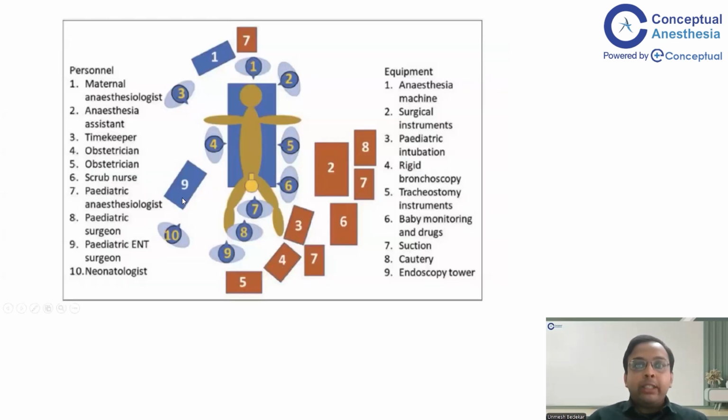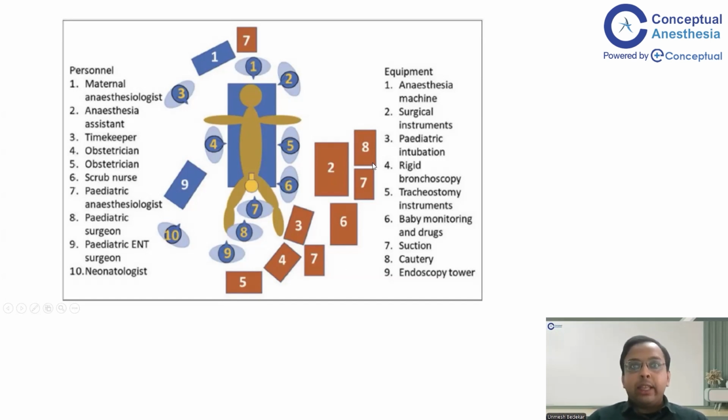So this is the ergonomics of the operation theater, starting from one, where there is the main anesthetist or the maternal anesthesiologist and the assistant. Three is the timekeeper of the procedure. Here are the surgeons, that is the obstetricians, on both the sides. Here is the nursing staff at 6. At 7, where the baby is being delivered, the pediatric anesthesiologist and the pediatric surgeon will stand. If required, the pediatric ENT surgeon will stand. There will be a neonatology unit at this side.